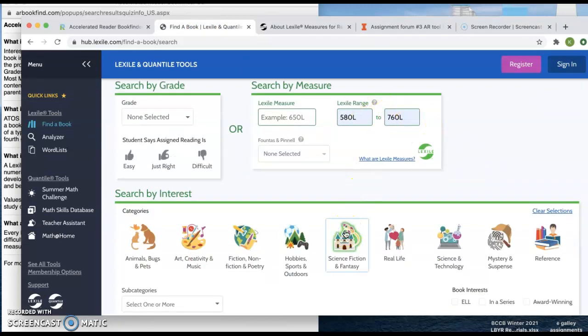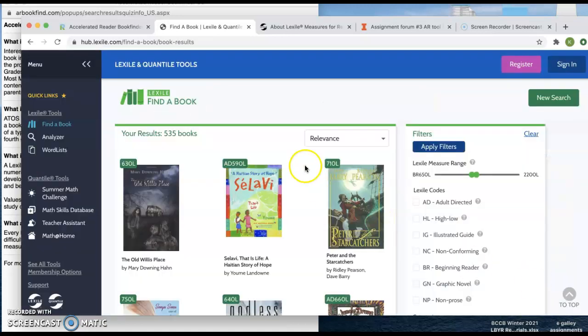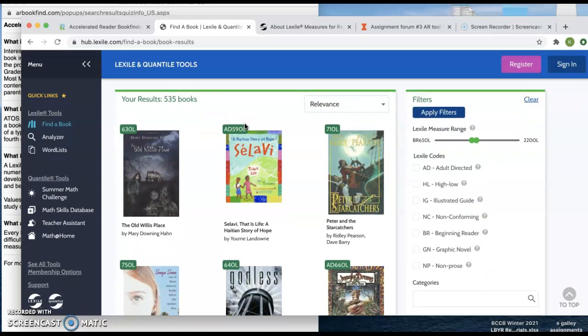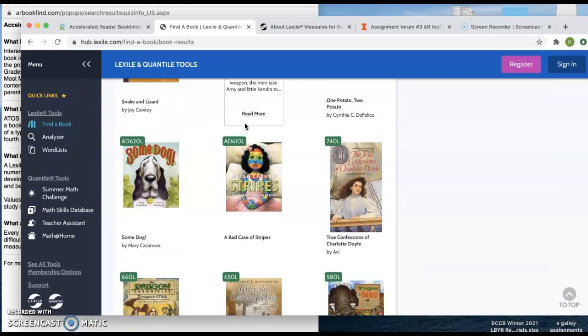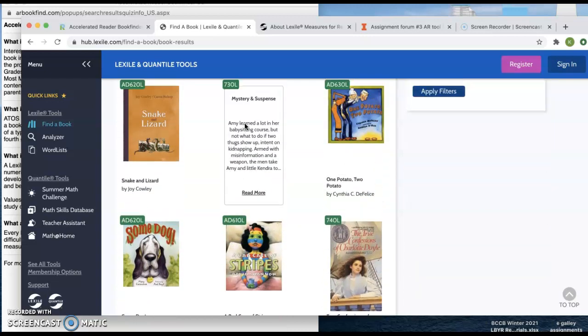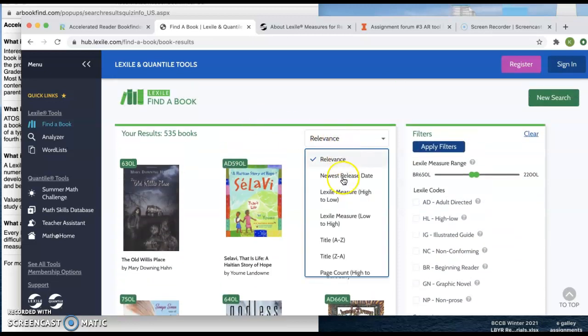So we know, again, we're going to kind of fall in that area. We're going to go to science fiction and fantasy. I'm actually going to click on this. I'm going to have us do award winners. It's nice that you get that little bit. And so here we go. We've got Peter and the Starcatchers at 7. So you could do a range, right? You could fit in some 5s and you could fit in some 7s. And again, I believe you can sort by relevance, newest, etc. Lexile measure.